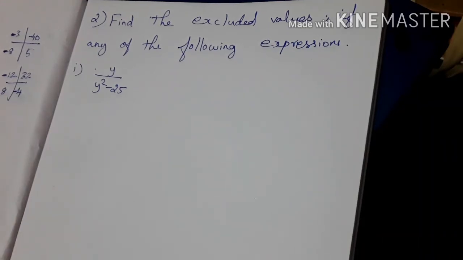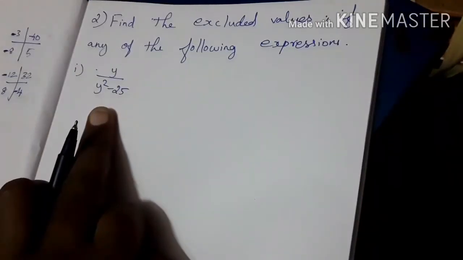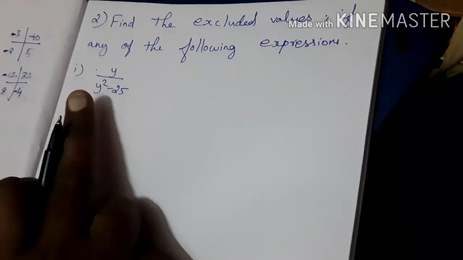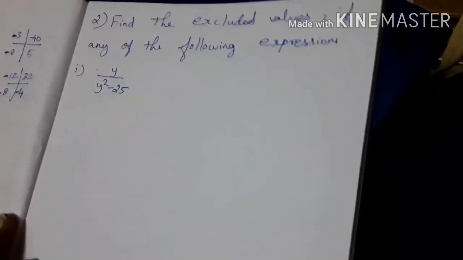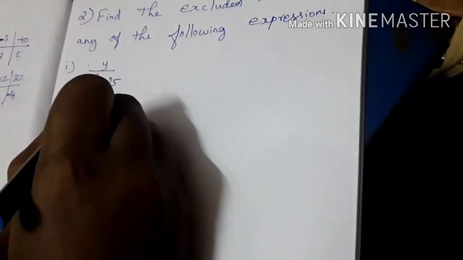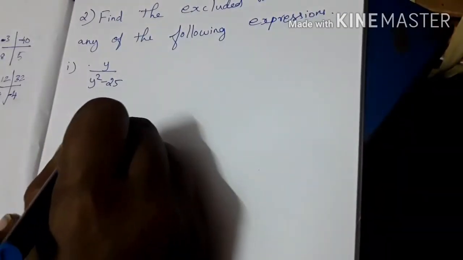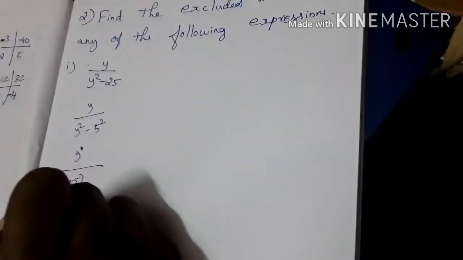Find the excluded values of the following expressions. Here we have y divided by y squared minus 25. First, you have to factorize and bring it to the lowest terms. We can write 25 as 5 squared. So it becomes y divided by, in the a plus b form, y plus 5, y minus 5.